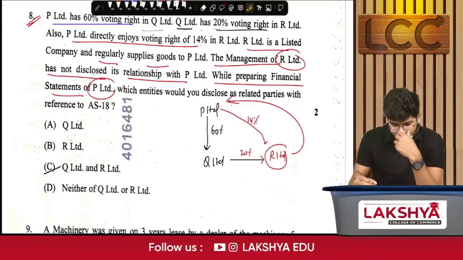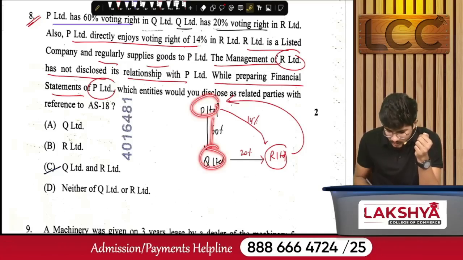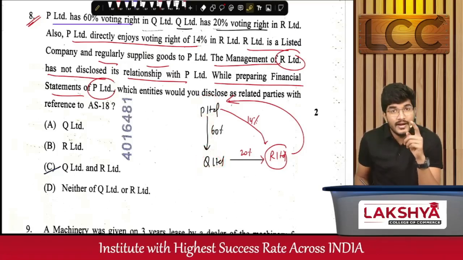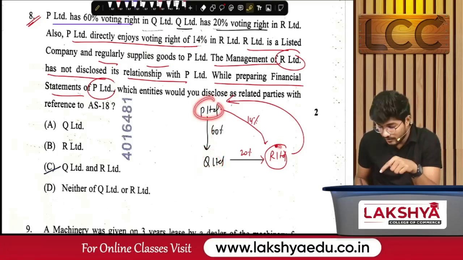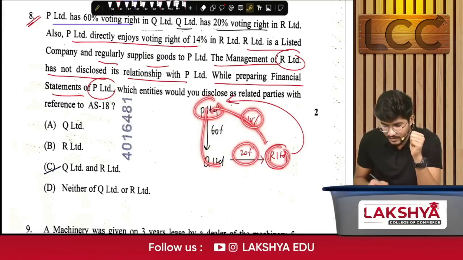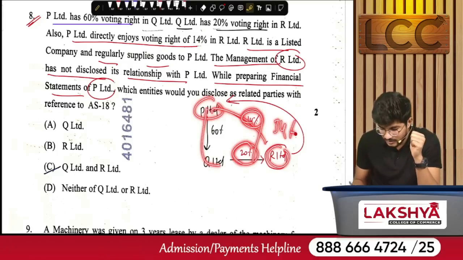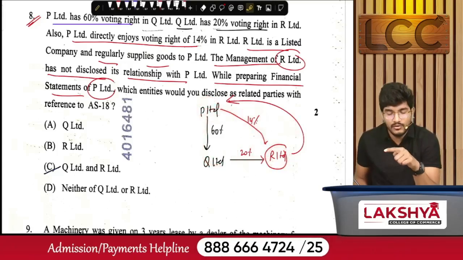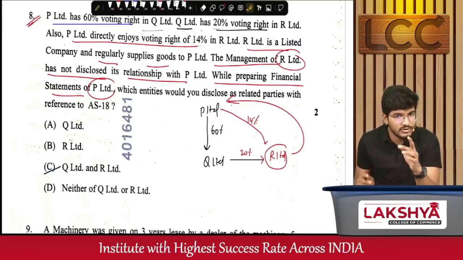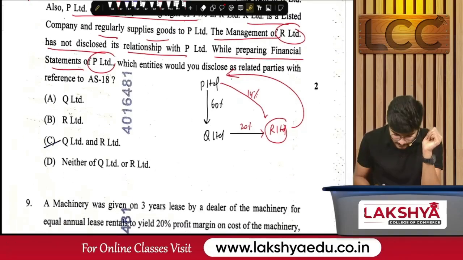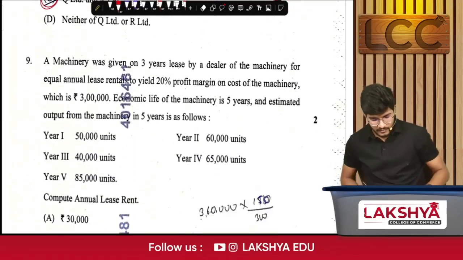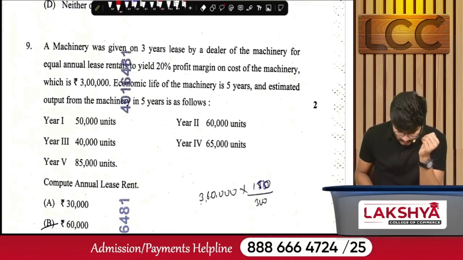So as per AS 18, P Limited has 60% voting right in Q Limited. That means P Limited has control. So Q Limited is a related party. At the same time, P Limited has significant influence over R Limited because it holds directly 14% and indirectly 20%. So 20 plus 14, total 34%. So R Limited is also a related party to P Limited. That means P Limited should disclose both the companies as its related parties. So the correct option is option C. Clear? Next. MCQ number 9.